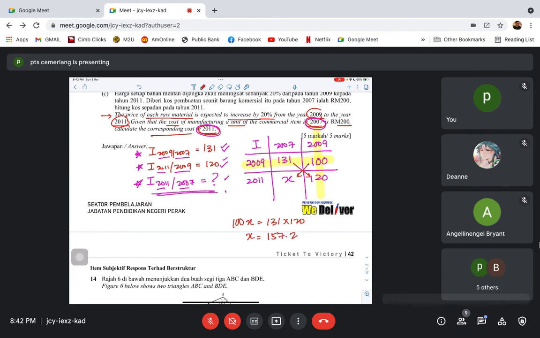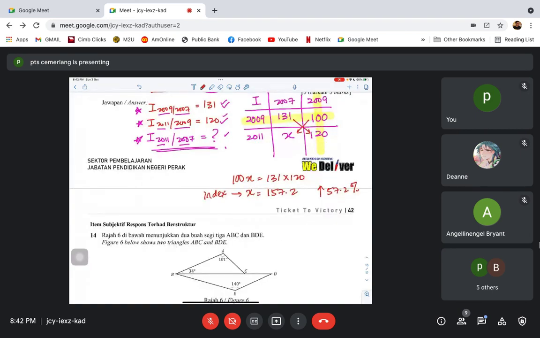Okay, I got 157.2. But then this is not the final answer, you have to understand. Because 157.2, this is only talking about the index. Kalau index 157.2, maksudnya apa? Dia ada kenaikan sebanyak 57.2%. Itu maksudnya. So sekarang, we want to count. 2011 nanti, berapa harga dia? Sebab 2007, harga dia 200 kan? So, harga 2011 tu berapa pula kan? Jadi, kita nak kira. Dalam kes ni, we want to find berapa kenaikan harga dia.